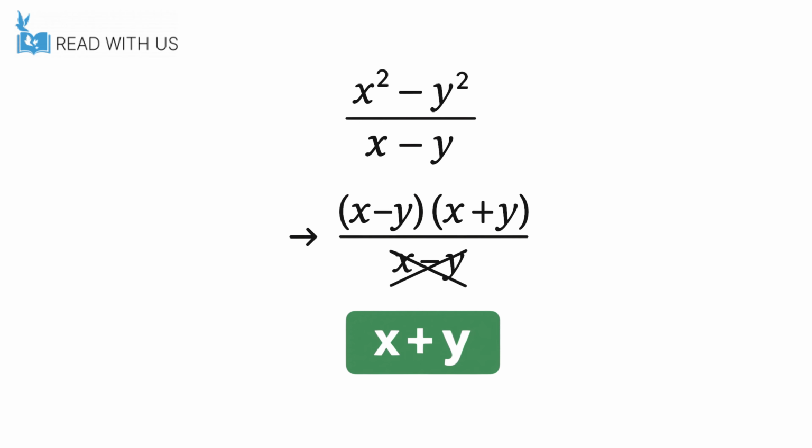Now we cancel the common factor, open bracket x minus y close bracket. The simplified result is x plus y.